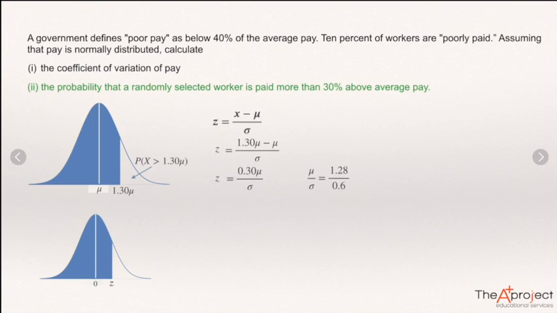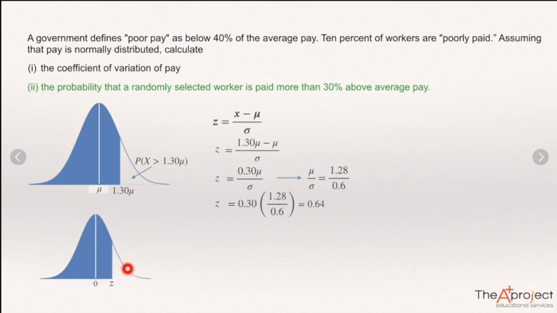And now we can use the fact that we know how much is this mu divided by sigma. Mu divided by sigma is 1.28 divided by 0.6. And we have that z equal 0.30 times 1.28 divided by 0.6. This is equal to 0.64. You can use your calculator for doing that. And now we can find the area that is to the right of the z value here.